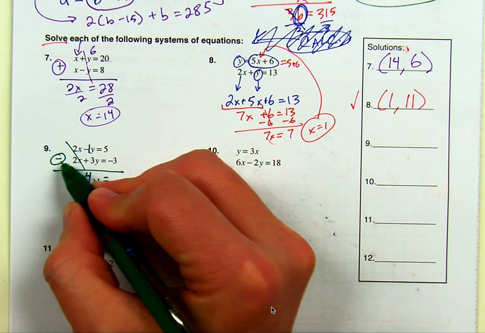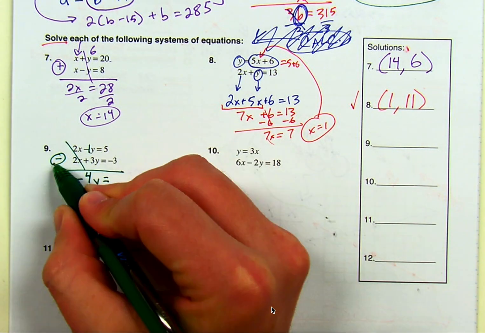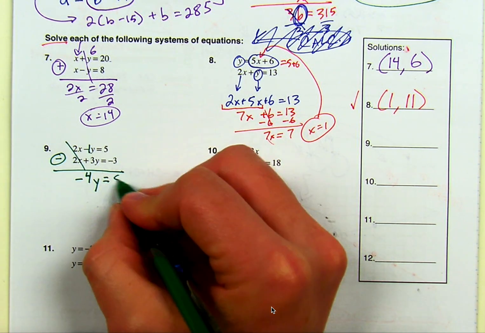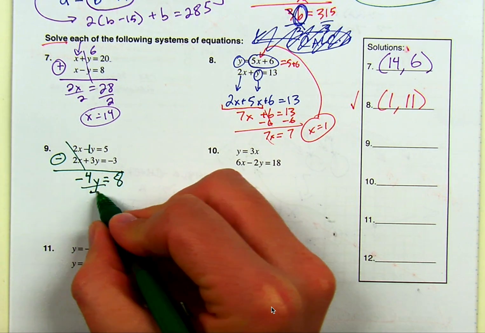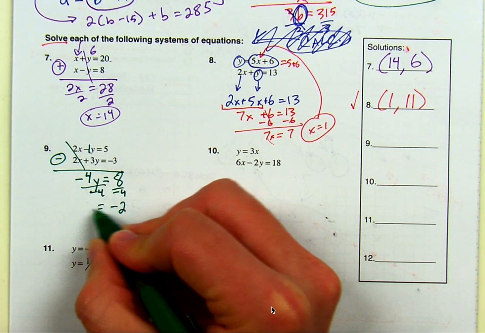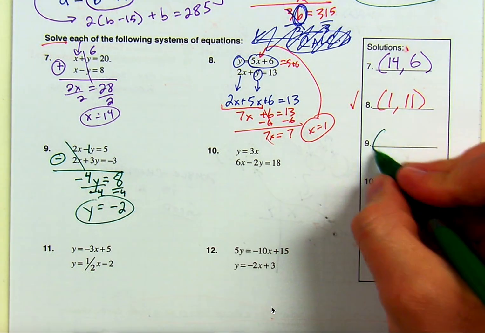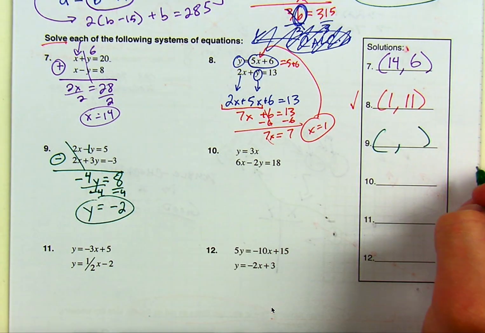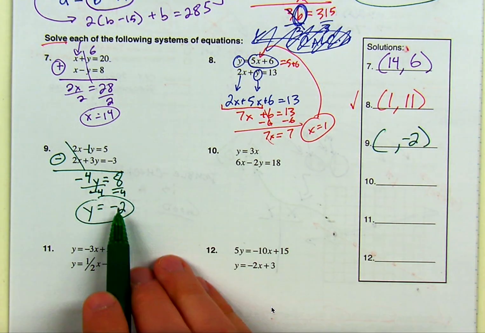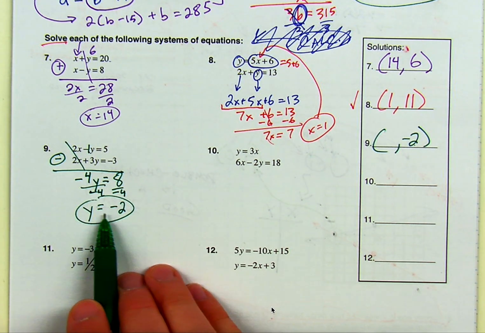5 minus negative 3. What happens when you do minus a negative? It becomes plus a positive, so 5 plus positive 3 is 8. And I'm just going to divide by negative 4. What's 8 divided by negative 4? Negative 2. So y equals negative 2. Be careful when you put this in your answer column. Where am I going to put the negative 2? It's y, not x. So put the negative 2 there, because it's a y that equals negative 2.